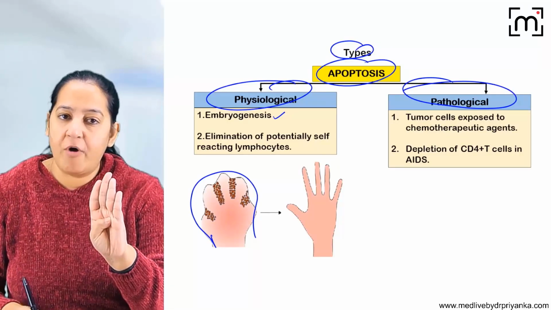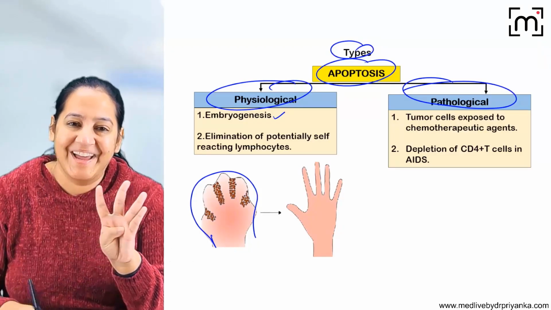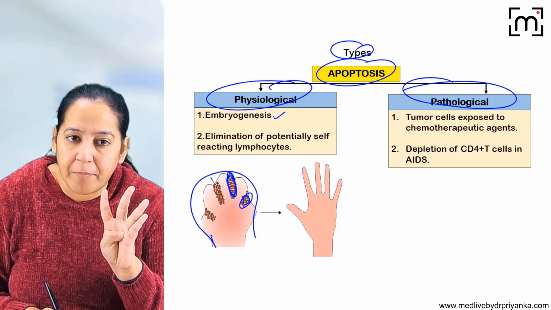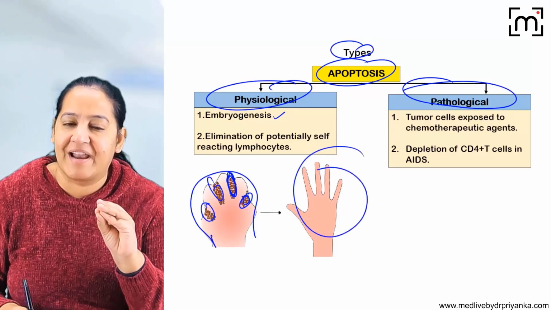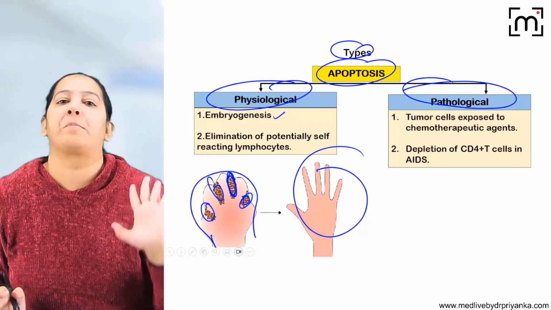Now, how will the digits be formed in a block? So between 2 digits, the cells undergo apoptosis. Can you see the cells here? The cells here undergo apoptosis. The cells here undergo apoptosis. So the 5 digits get separated like this. So during embryogenesis, not only in hands, in multiple organ formation, apoptosis takes place.